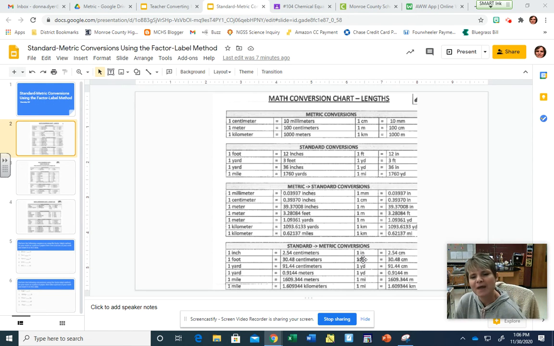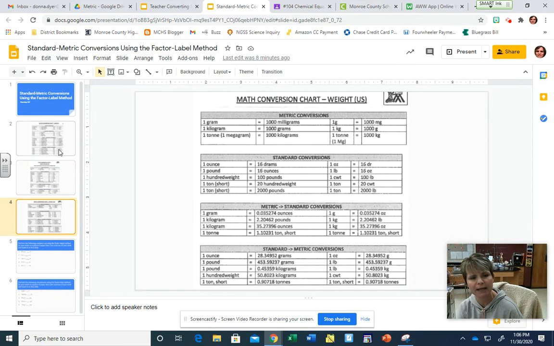Hope you're doing well. We are going to be doing more conversions using the factor label method today. Yesterday, we got our conversion factors from the Z chart. Today, we're going to be doing the same thing we did yesterday. The only difference is we're going to get our conversion factors from these three charts that I have posted here in your interactive notebook for today.